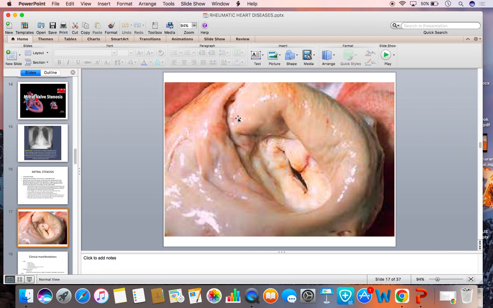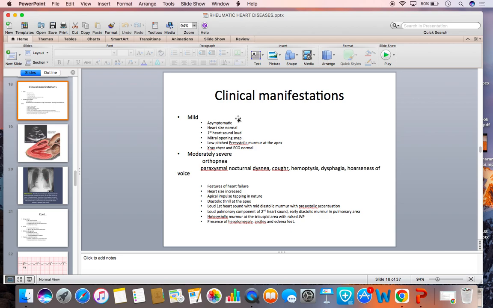You look into this picture. This is the mitral valve that is fibrosed, resulting in extreme narrowing. So, how does this patient with mitral stenosis present to you?